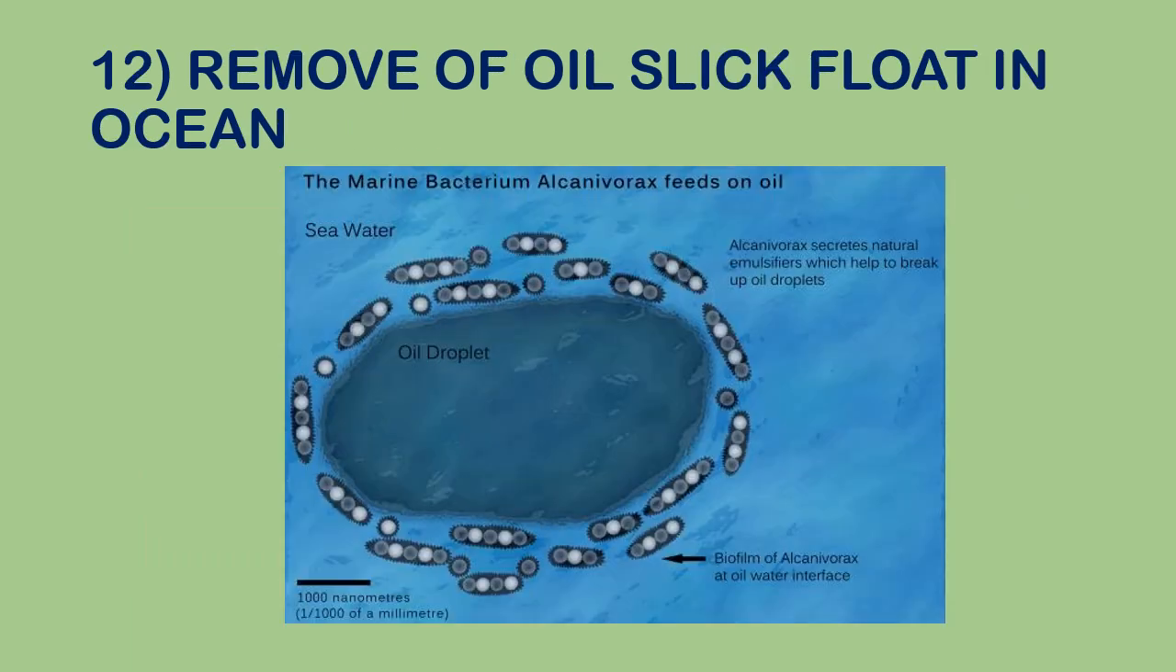And removal of oil slick floating in the ocean. Whenever there is an oil spill in the ocean, where oil falls out from cargo ships, how are we going to clean it? In such a case, we have certain bacteria which feed on the oil droplets. So they help us in removing the oil slick in the ocean.